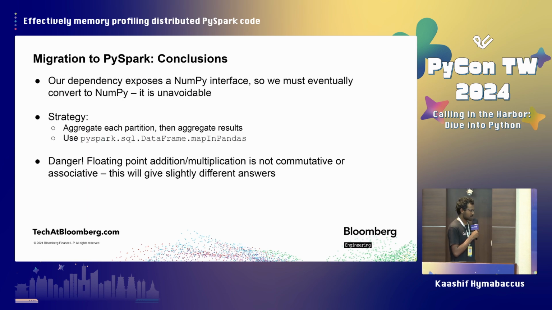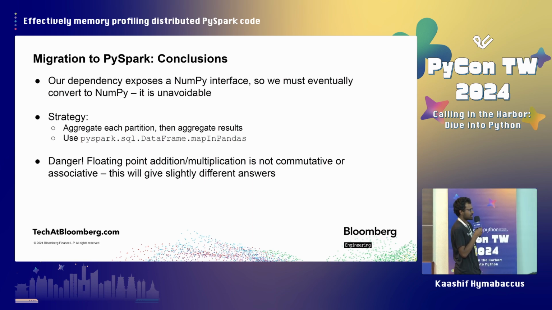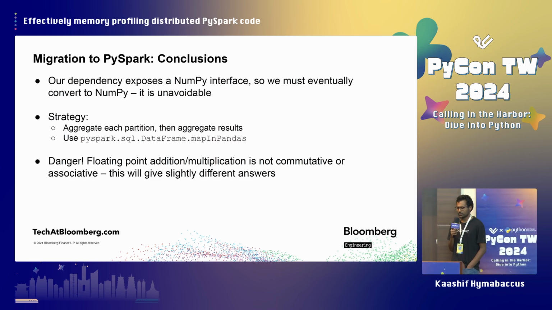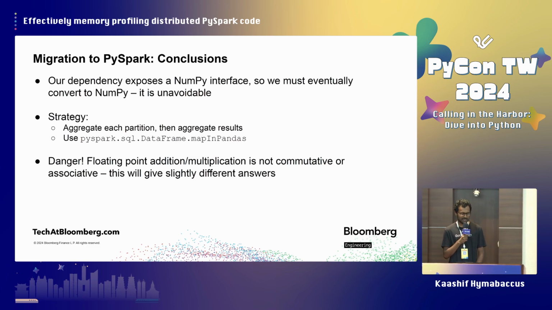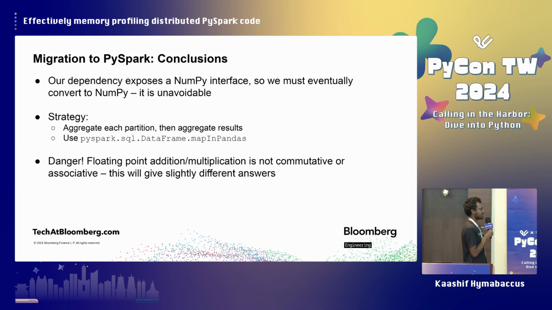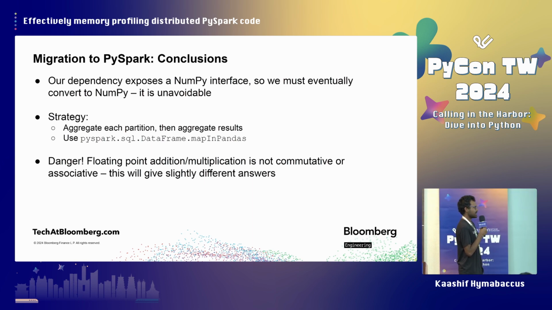Okay, so to conclude this section, our dependency, which is the native library, exposes a kind of NumPy or array interface, so we do have to eventually convert to that. We can't avoid that. But you do have to think about what your business logic looks like to properly distribute your code. So our strategy in this case is to aggregate each partition and then aggregate the results. You can take a weighted average of each partition, so each file, and then you take the average of the results, and that will work fine.